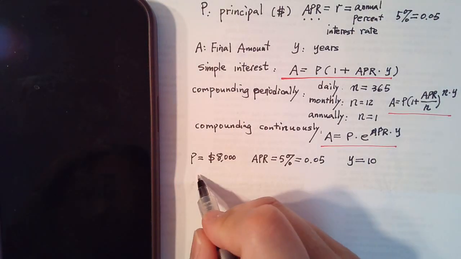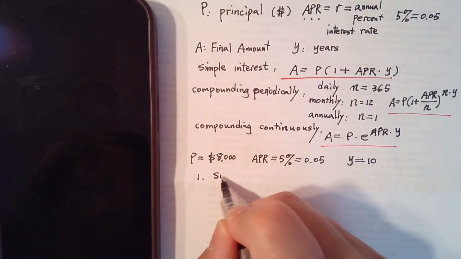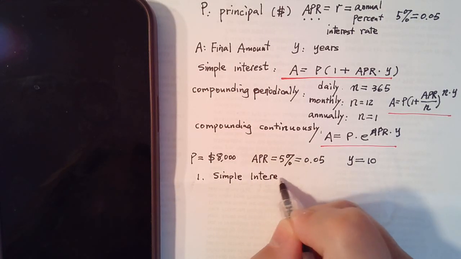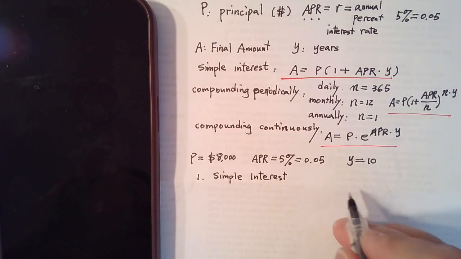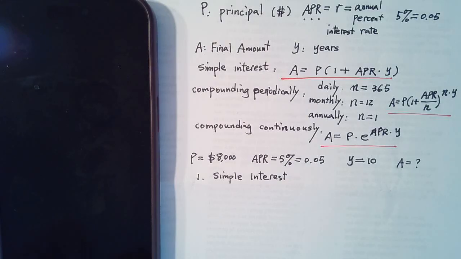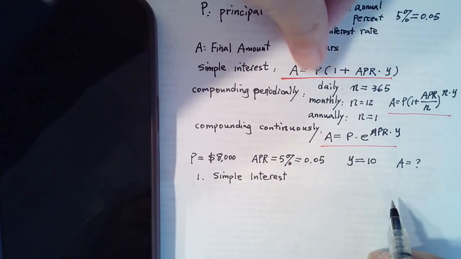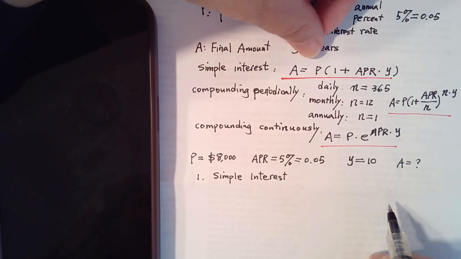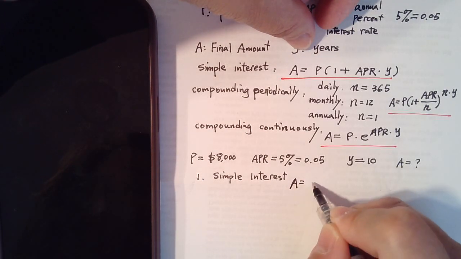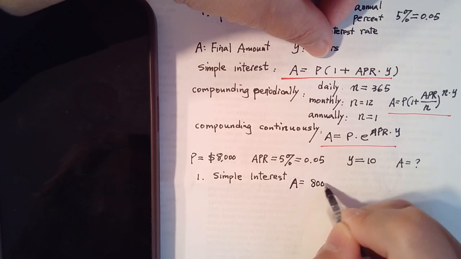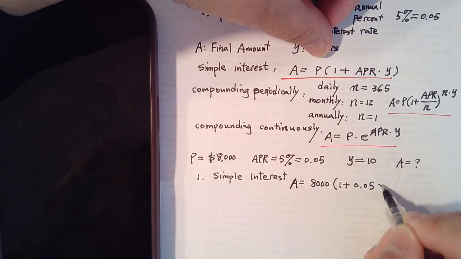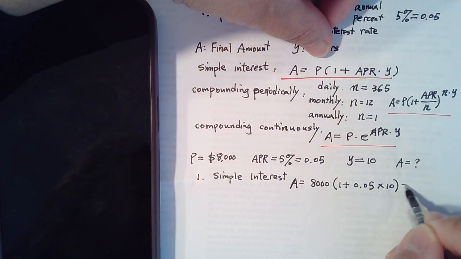All right, now number one, if the bank pays you simple interest, how much money are you going to get at the end of the year? So what we're looking for is, what is A? What is the final amount? So my A, we're going to use this formula: A equals P times (1 plus APR times Y). Therefore, my A equals principal, that's $8,000, times (1 plus 0.05 times 10).